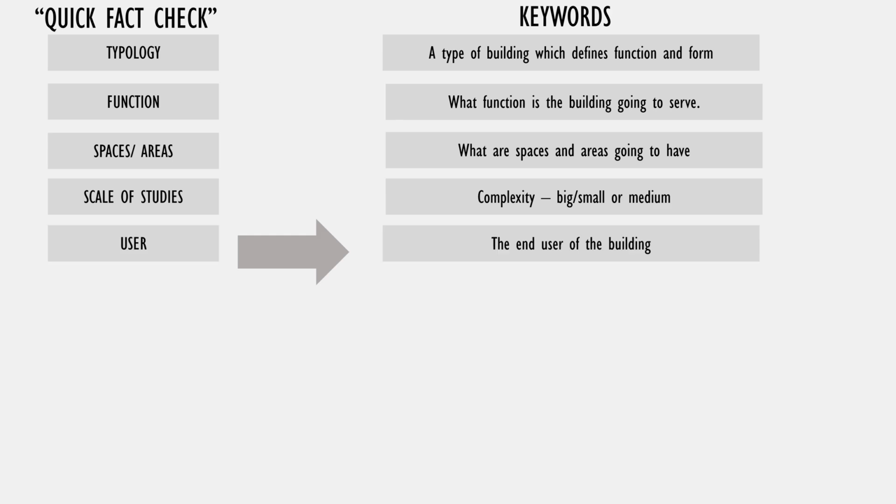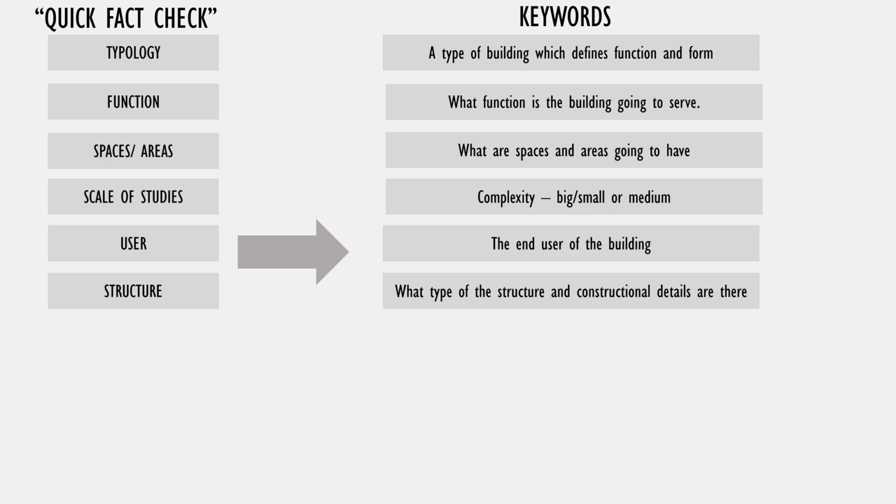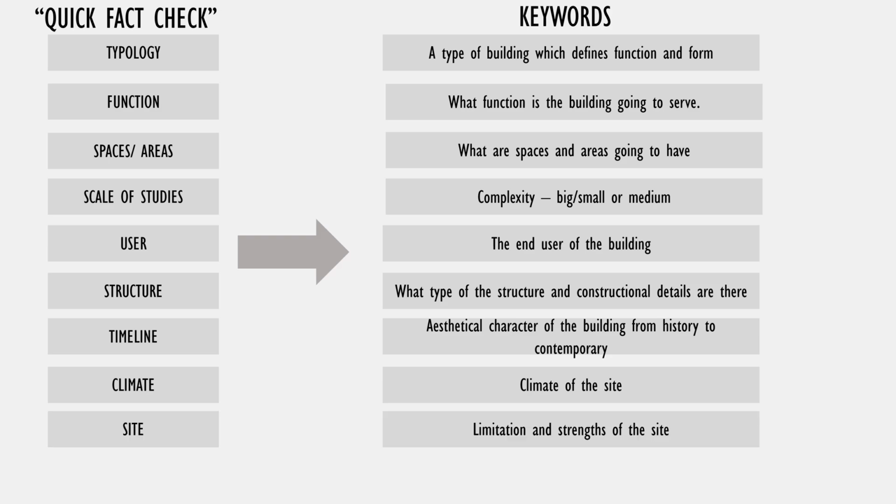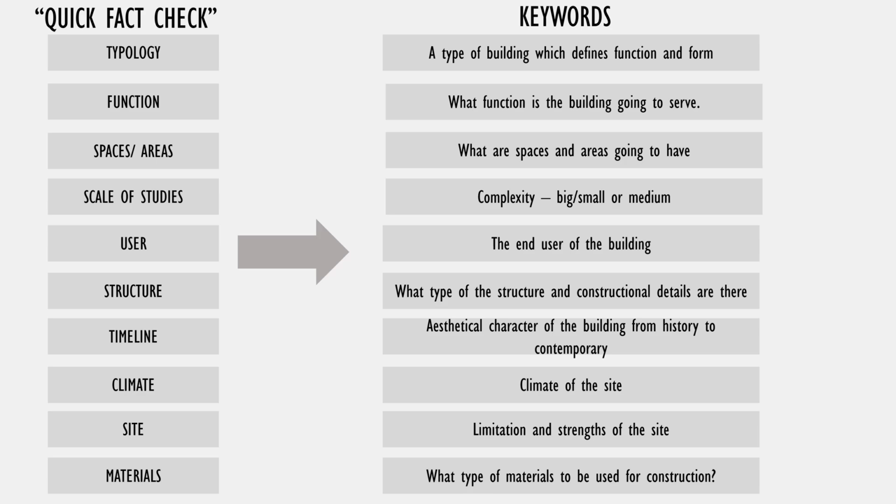User, the end user of the building. Structure, what type of a structure and constructional details are going to be applied into your design. Timeline, aesthetical character of the building from history to contemporary. Climate, climate of the site. Site, limitations and the strengths of the site. Materials, what type of materials to be used for construction? Are the materials really easily accessible? Can they be easily transported to the site? Or are there any particular locally available material in that particular region or area of the site? So this is a quick fact check, and based on this quick fact check we'll get the keywords.